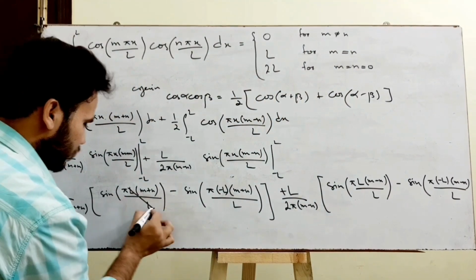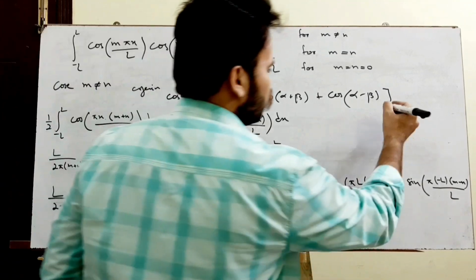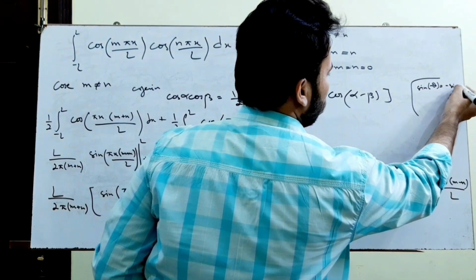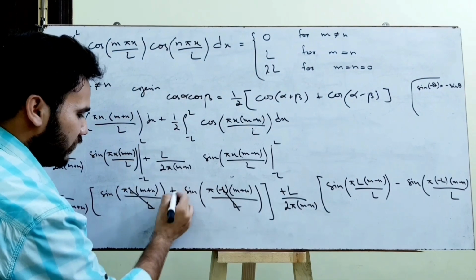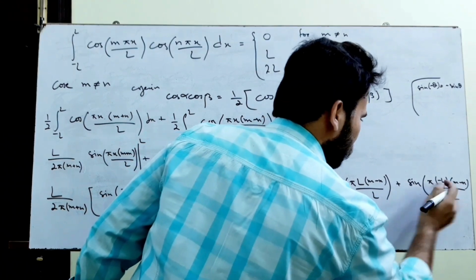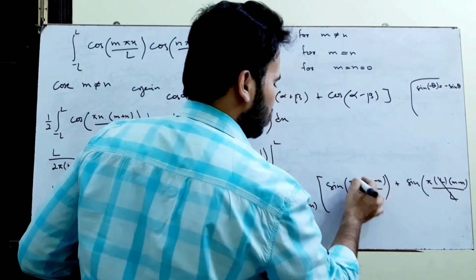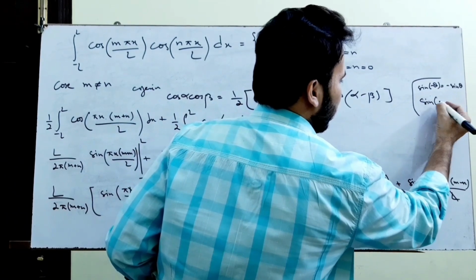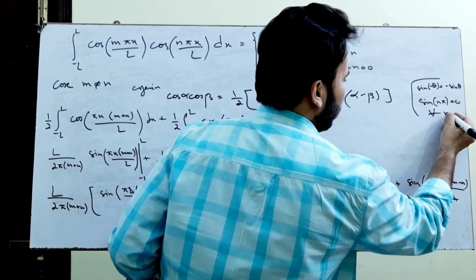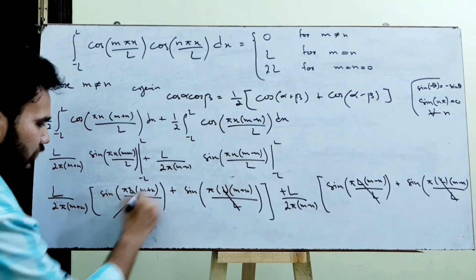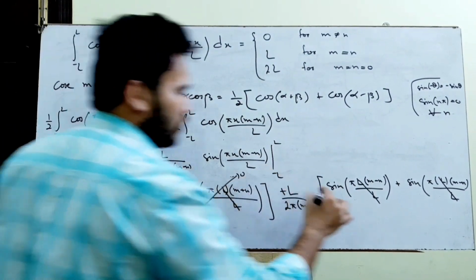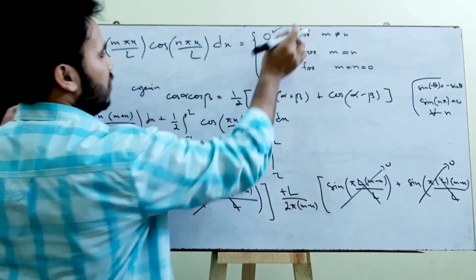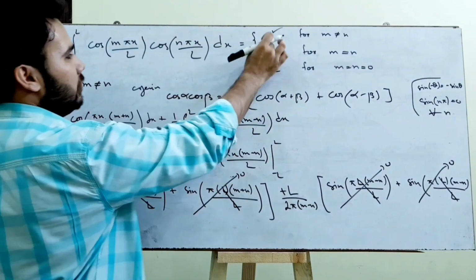So guys, we know that sine negative theta equals negative sine theta. So this minus and this minus will be plus. Same here, this minus and this minus is plus. L cancels out. Another result: sine n pi equals 0 for all n. So this is sine pi 0, this is sine pi 0, and so on. In the last we find this result: if m is not equal to n, then this integral will be 0.